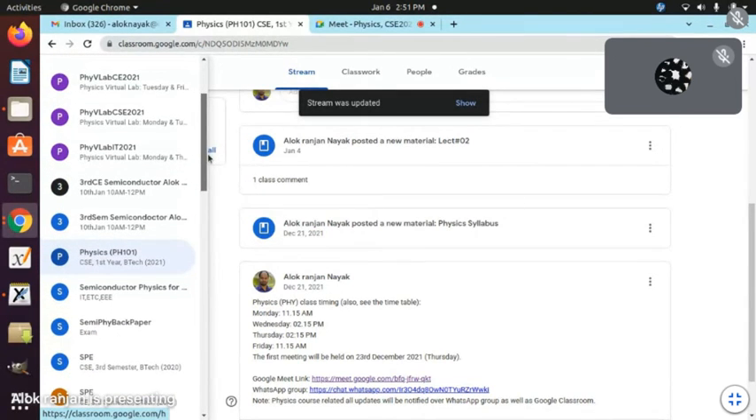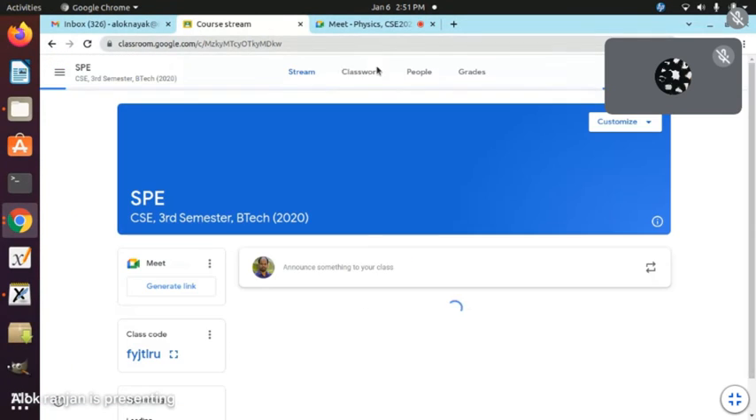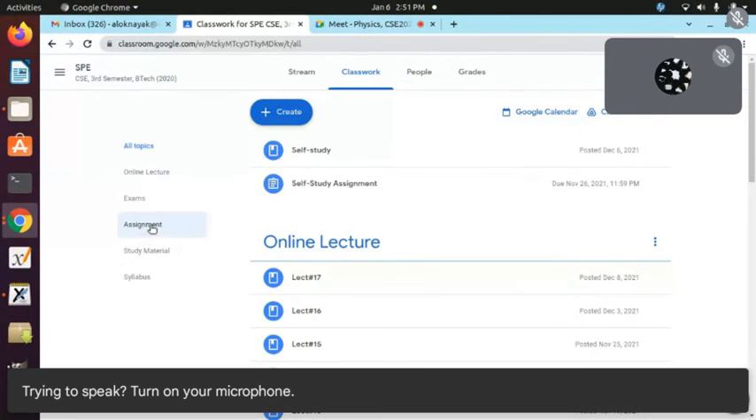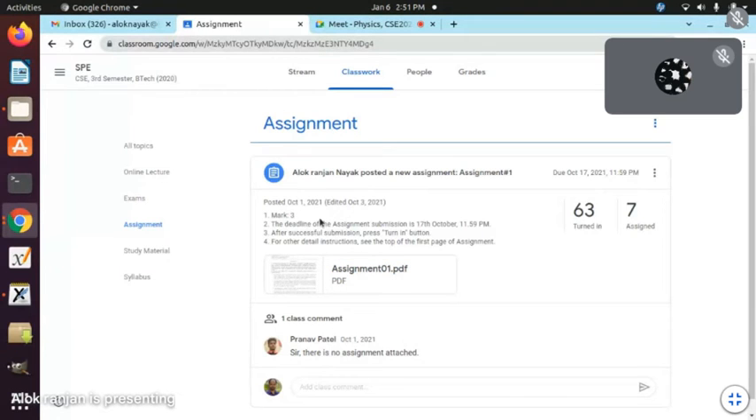For example, okay, here is a typical assignment. Let's say, okay, are you able to see?